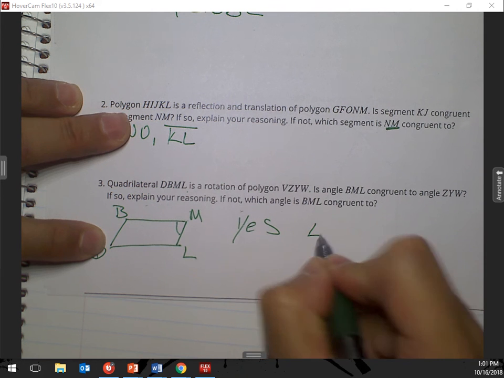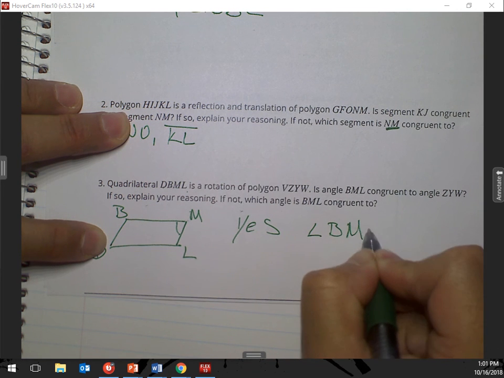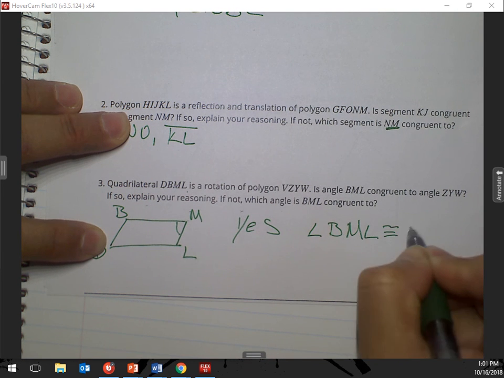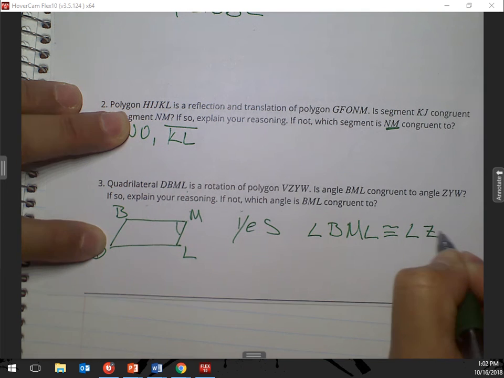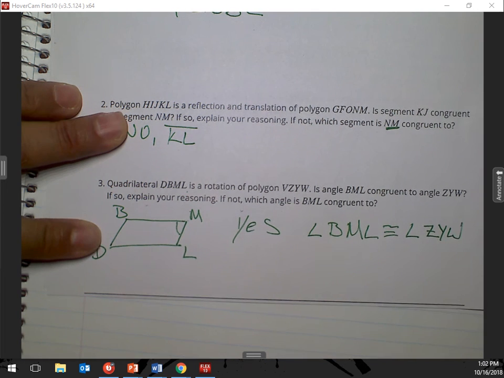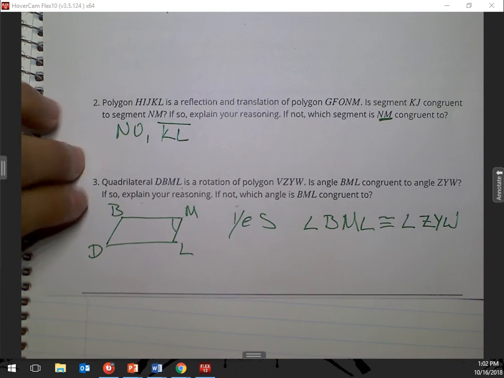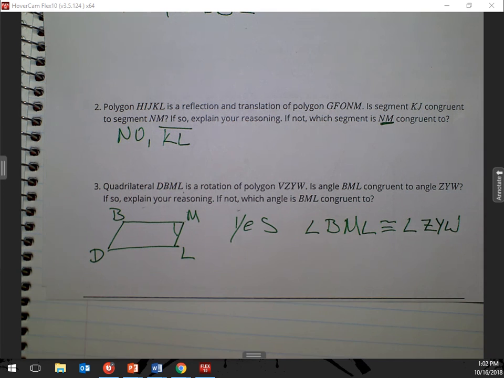Because angle BML is congruent to angle ZYW. Does that make sense? Or no? Did I just totally mess up everyone? Makes sense. Alright, is patty paper your friend here? No? No, it's not your friend?